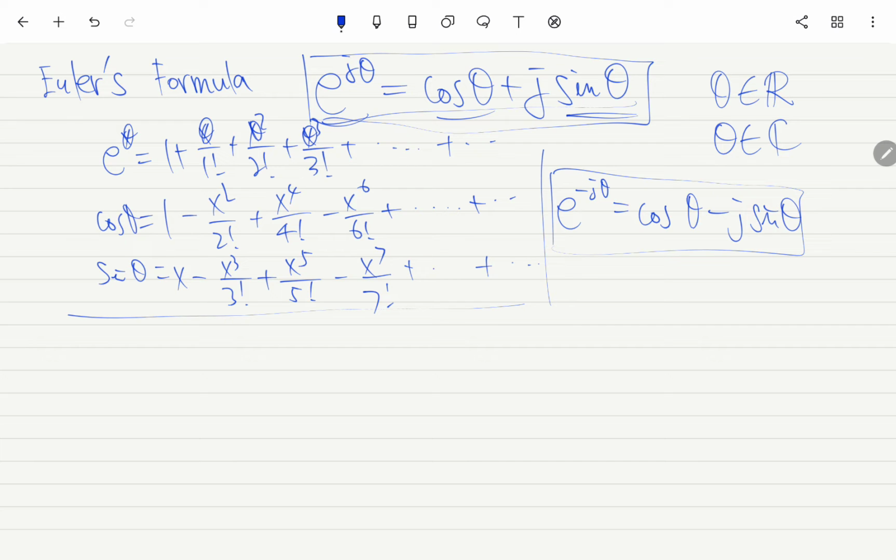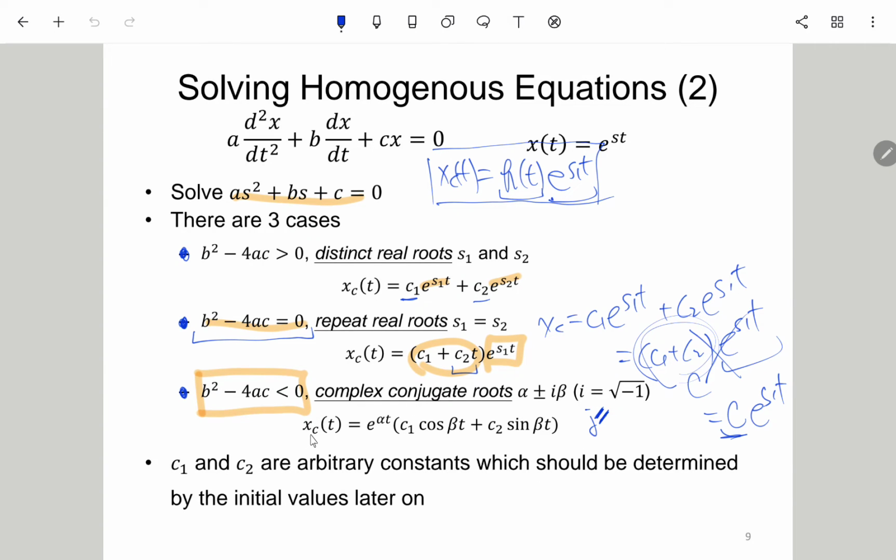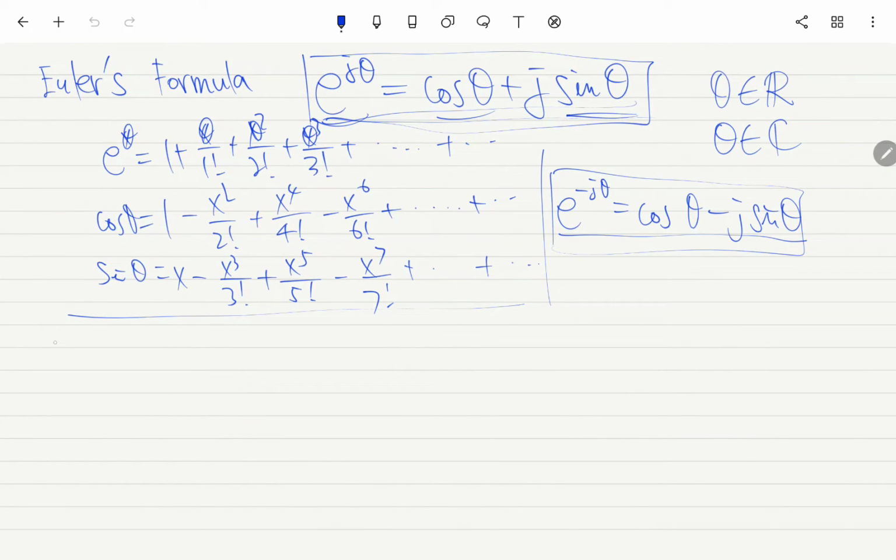Okay, so in such a way, we can make use of this to really understand why the complementary solution for the third case is like this. Suppose we have s1 equals alpha plus j beta, and then s2 equals alpha minus j beta. These s1 and s2 are complex conjugate roots, which means that x1 equals exponential of s1 t, and also x2 equals exponential of s2 t, are solutions.